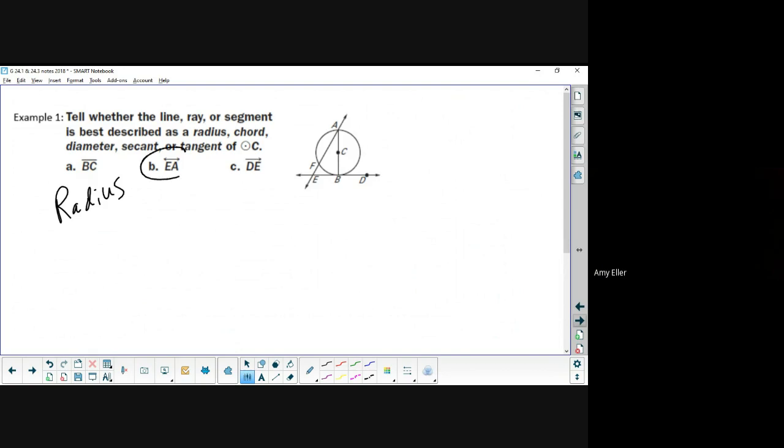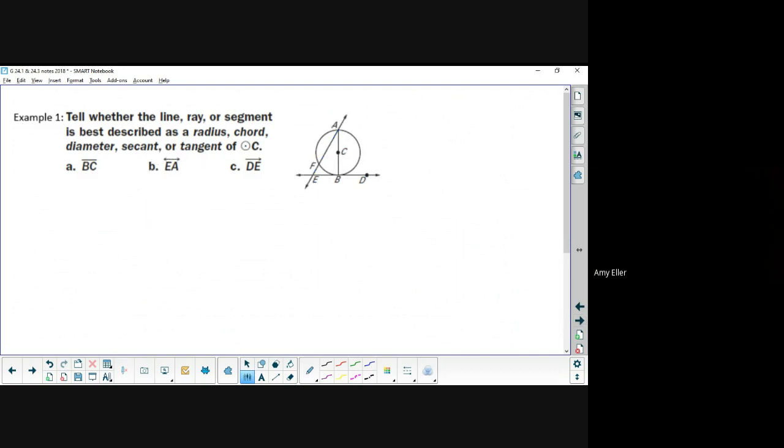Next one is, notice there's an arrow through E and going through A. So here's E and here's A. Notice it touches the circle 2 times. Look up at what vocabulary that would be. That's called a secant line.